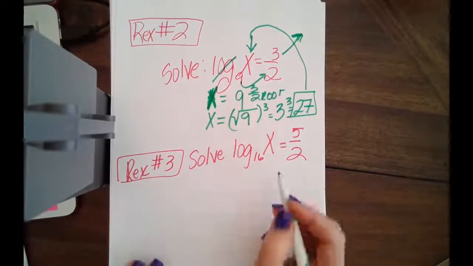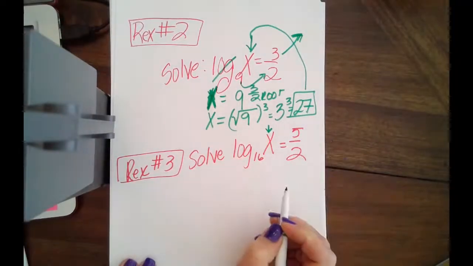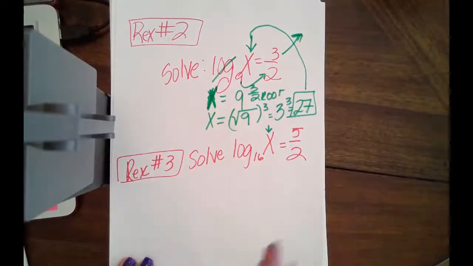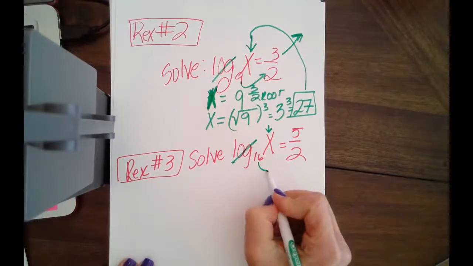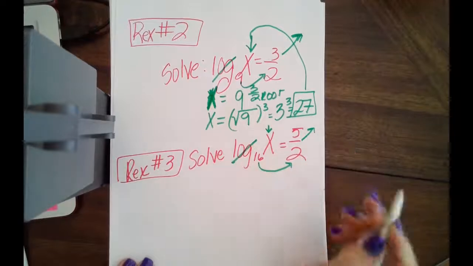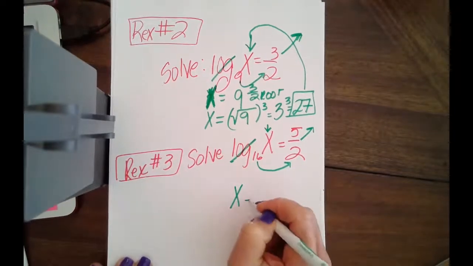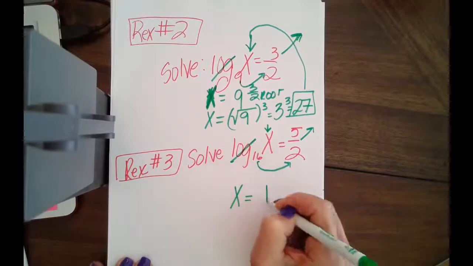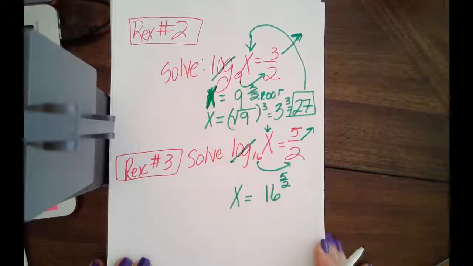All right, let's try another one. Same situation, we're solving for x, which is our Brock, so we have to isolate him. The only way to do that is to remove the word log, and our base will come over and bump our exponent up out of the way. So we're going to be left with x on the left is equal to my base of 16 raised to a power of 5/2.